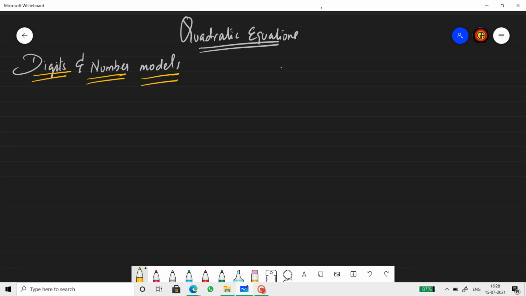Good evening, everyone. Today, I'm going to do the digit and number models word problems from quadratic equations. This one is common for CBSE students and for ICSE students, 10th standard.